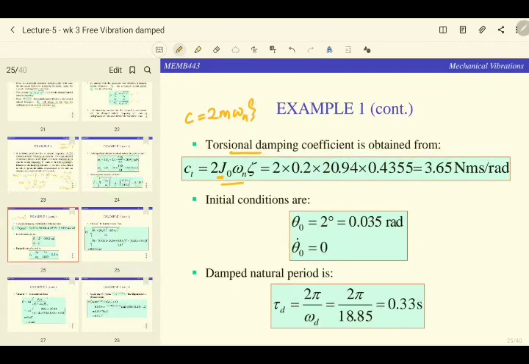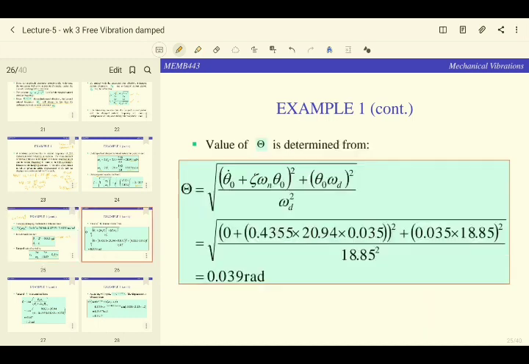Then you are given the initial condition. Remember, I told you you have to convert into radian, because this is the standard unit for angle. The initial condition or displacement in a rotational system is theta. The damped natural period is given by 2 pi over omega d, because you already have the omega d value, so you can calculate your tau d. Once you have all the values here, the CT and so on, you can calculate your capital pi.